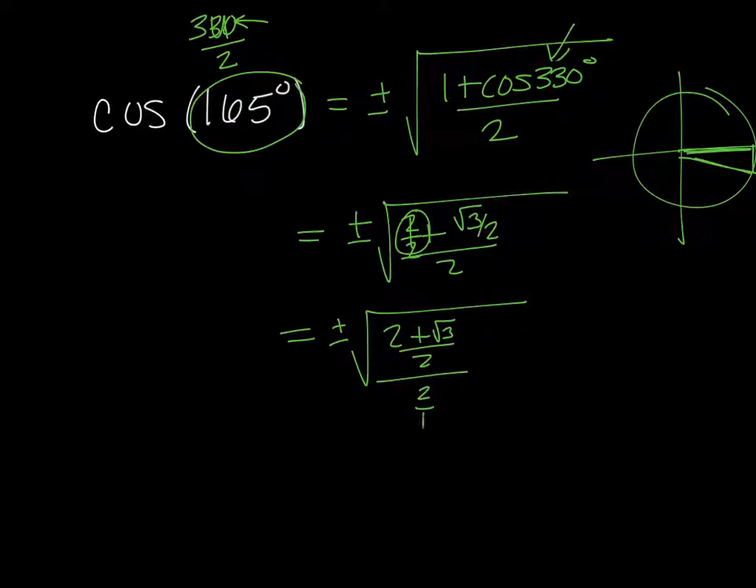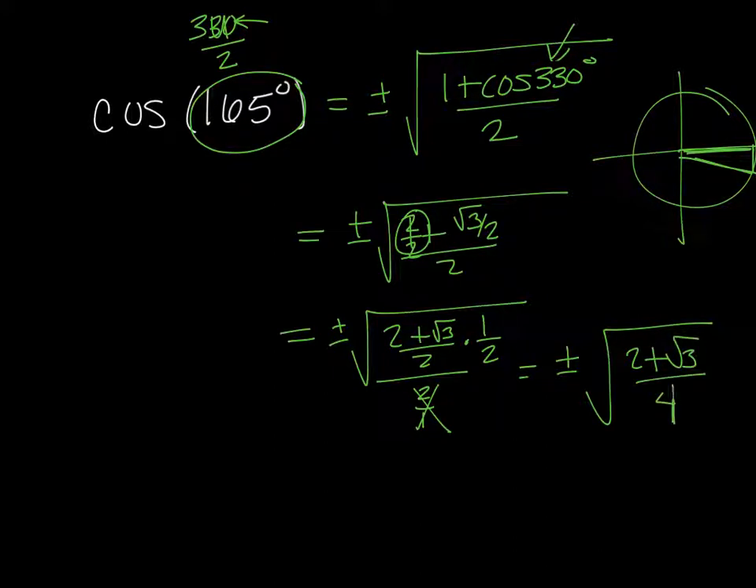I'm dividing that by 2 over 1 so that I can multiply by the reciprocal. So that's gone now. And so then I get plus or minus the square root of 2 plus root 3 over 4. Oh no, on the last one I made a mistake, because this is not okay to leave like this. I need to square root that number because I can. Square root of 4 is 2. So now I don't have a square root on the bottom. I took care of it.